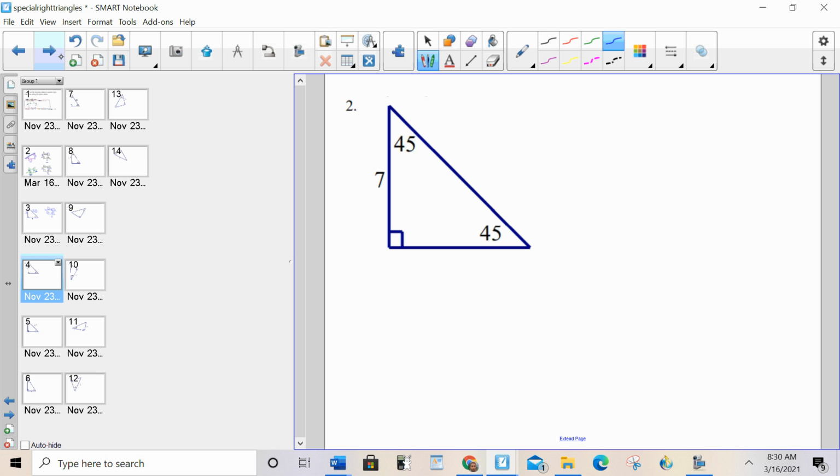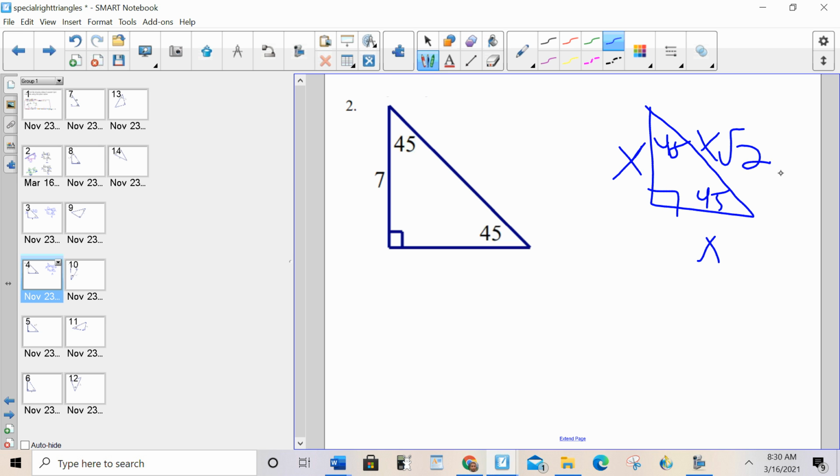So, since it's a 45, 45, 90, I know that the legs are the same, and the hypotenuse is the same with a radical 2 tacked on. So if this leg is 7, then this leg is 7, and the hypotenuse is 7 rad 2.